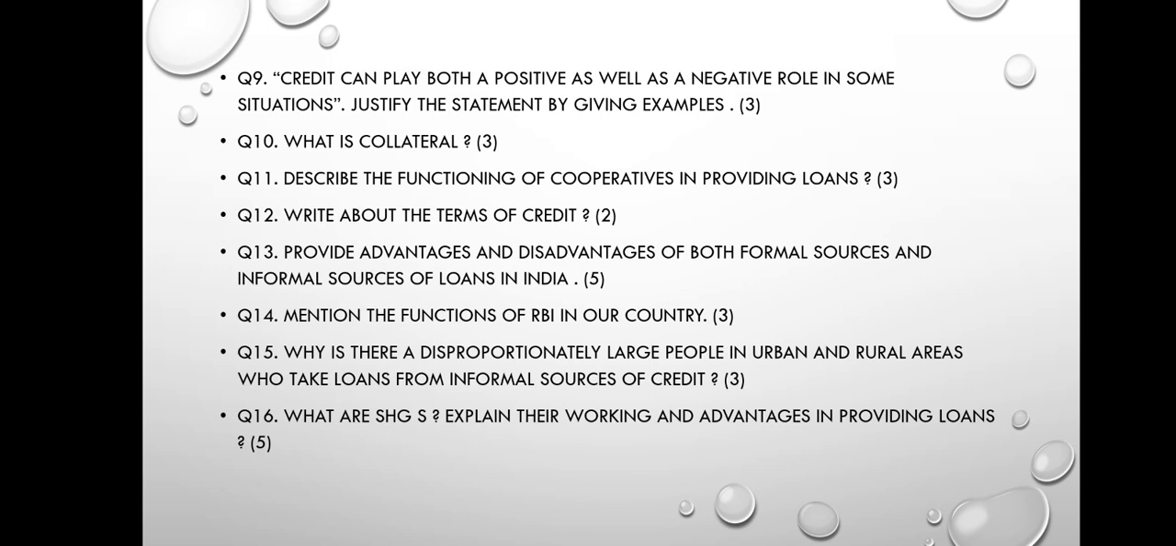Write about the terms of credit. 2 marks. Provide advantages and disadvantages of both formal sources and informal sources of loans in India. A very important 5 mark question. Mention the functions of RBI in our country. 3 marks, very important. Why is there a disproportionately large number of people in urban and rural areas who take loans from informal sources of credit? 3 marks, very important question.